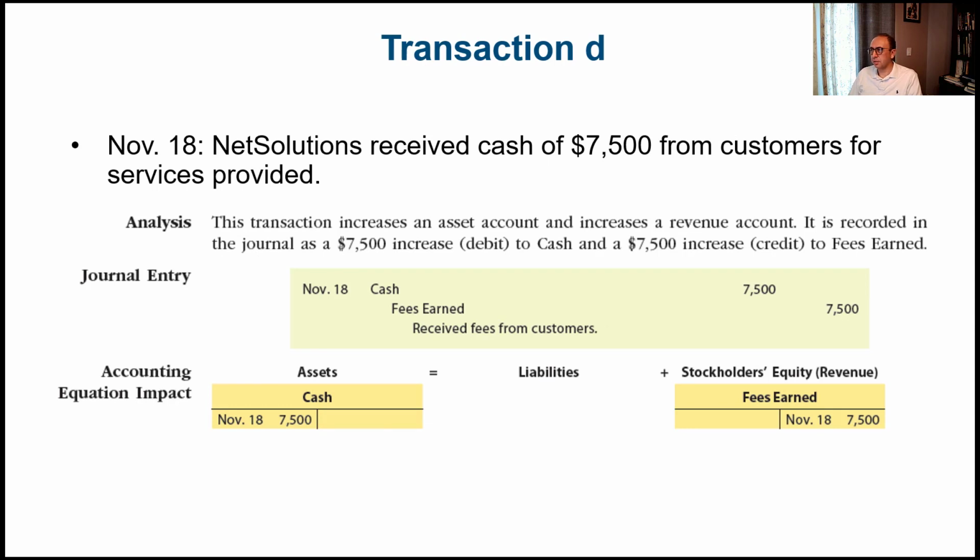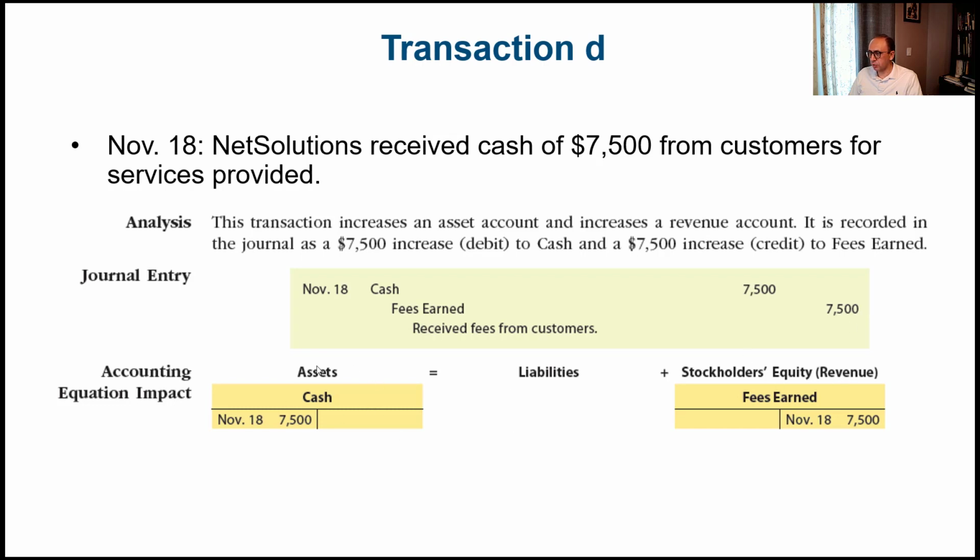Let's see transaction D. I see the word cash. It says here, Net Solutions received cash of $7,500 from customers for service provided. Received cash, so cash went up, right? And fees earned, this is a revenue. Revenue is part of, exactly, it's part of stockholders' equity. It increases stockholders' equity. So it follows the nature of stockholders' equity. So it also increases on the credit side. So cash is increasing. We debit cash for $7,500. Fees earned is increasing. We credit fees earned on the credit side for $7,500.